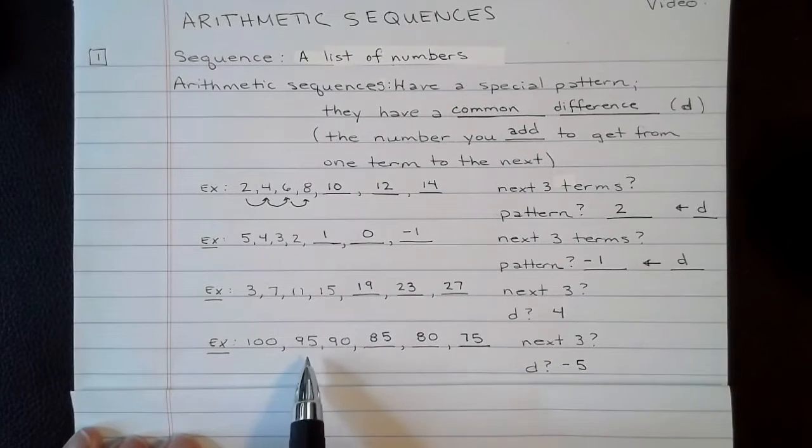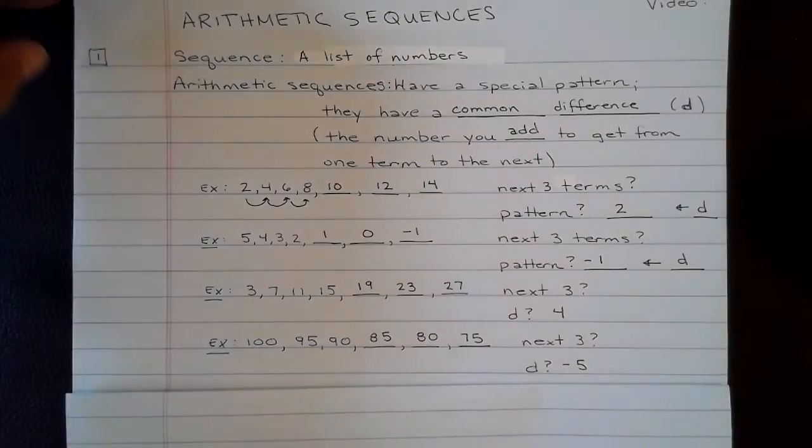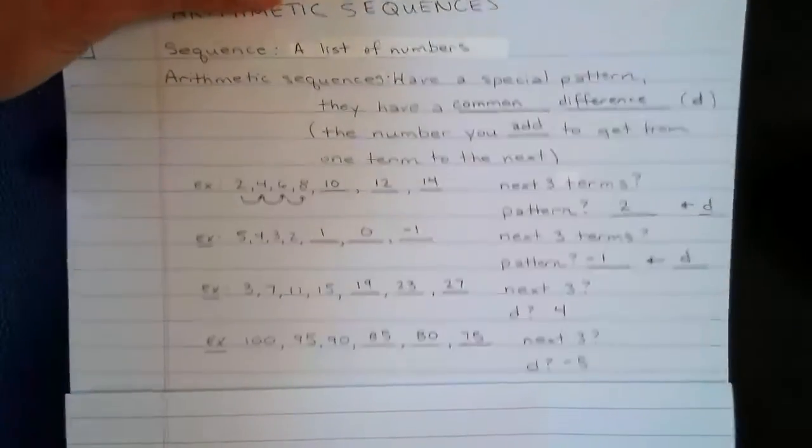To get from one term to the next, we're adding a negative 5, or you can think of that as subtracting 5, so our common difference is negative 5. So that's one thing we'll have to do on our homework.